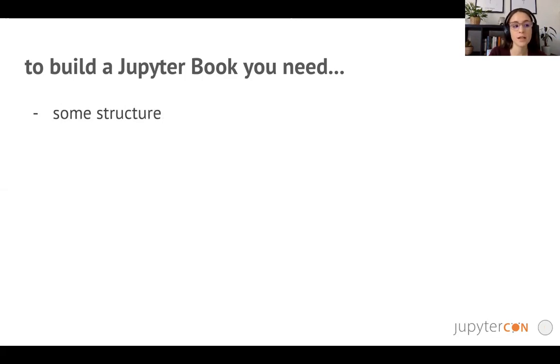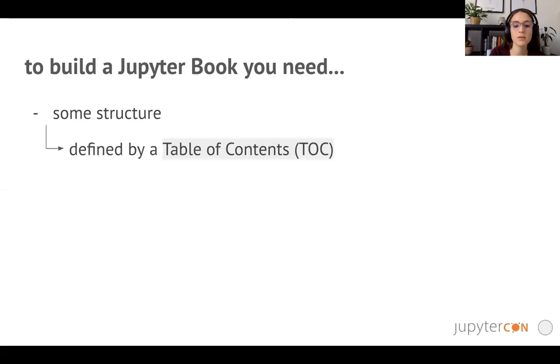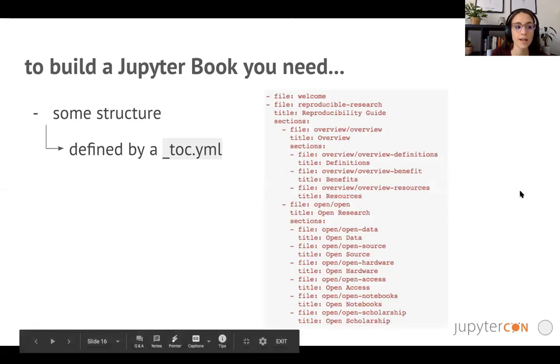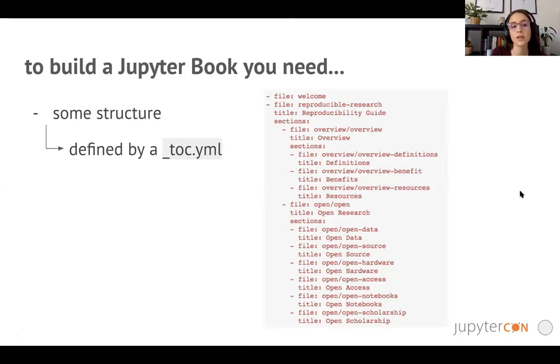And finally, to build a Jupyter Book, we also need to specify structure. In other words, we need what is called a table of contents. In Jupyter Book, a table of contents is defined in what is called a _toc.yml file, which will look like this. So as you see, the file defines the path to the files that you want to convert to HTML format and have on your Jupyter Book online, right?